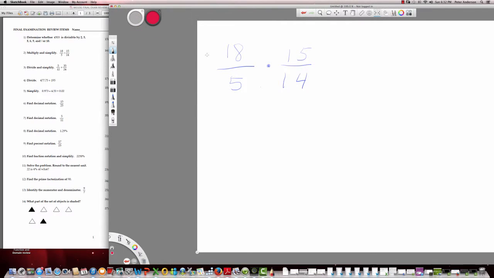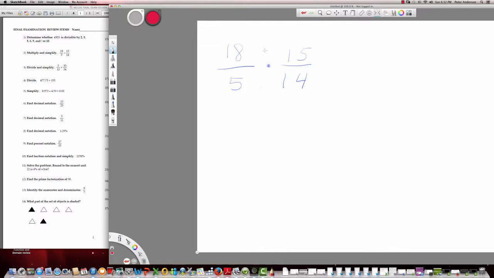Well, when you multiply, there's two ways of multiplying. You can multiply just across when you have fractions. So you go numerator times numerator. So 18 times 15, you could write that out. And then do 5 times 14, and you could write that out. And then you could proceed from there. The problem with that is that 18 times 15 is not very pleasant to work with, nor is 5 times 14. We could do it, but if there's an easier way, we probably would want to approach the easier way.